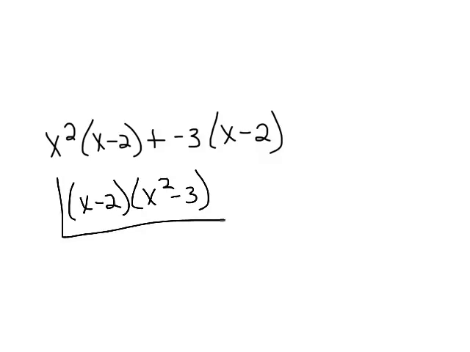We'll leave it at that. I know x squared minus 3 could go into plus or minus radical 3, but we're going to leave it with some whole numbers here. And that is factor by grouping.